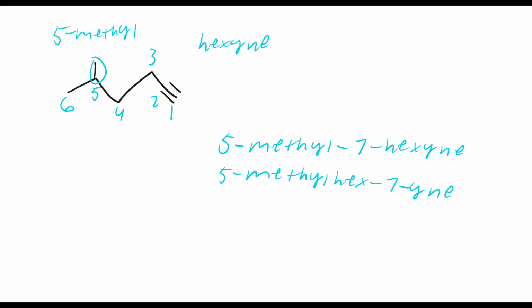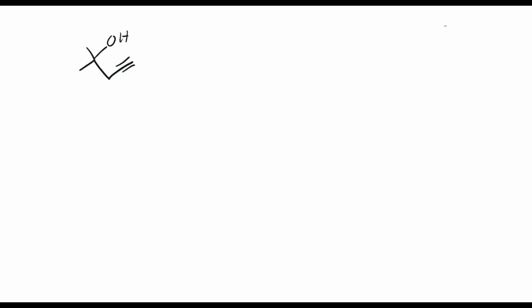We also have a methyl substituent. This methyl occurs at carbon 5. Now this is probably the hardest one in here, but if you just take your time and break it into smaller pieces, you'll be fine. Okay, we have an alcohol and we have a triple bond. Alcohol is really important to me, so I'm going to focus on it. I'm going to start counting first in this direction.